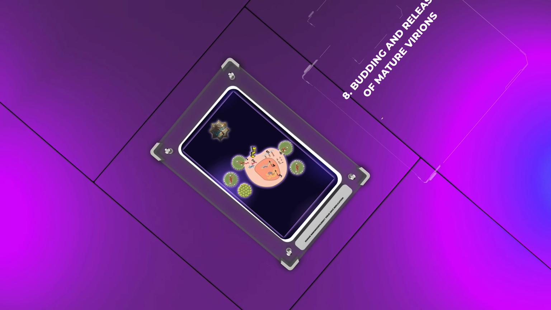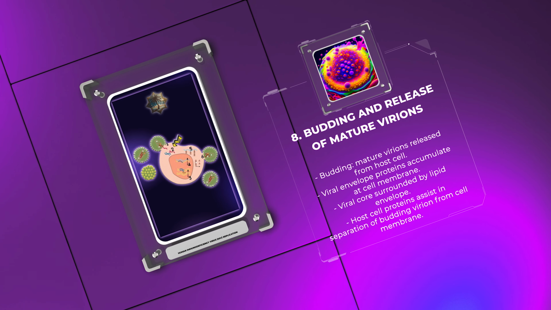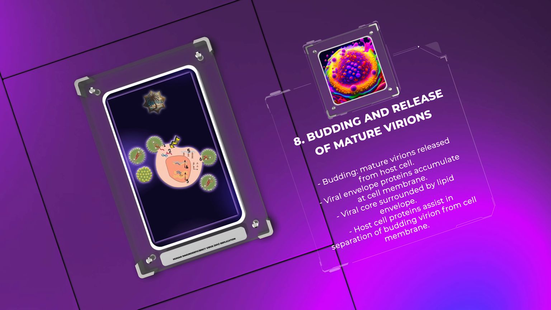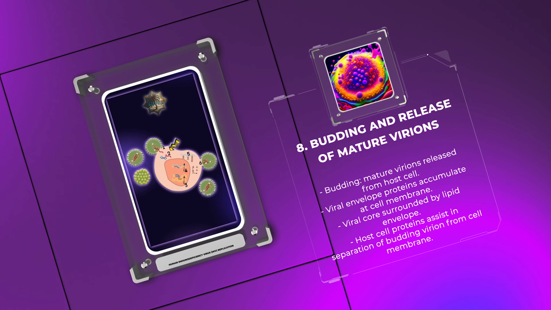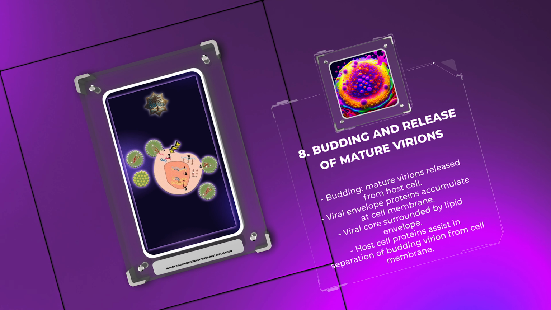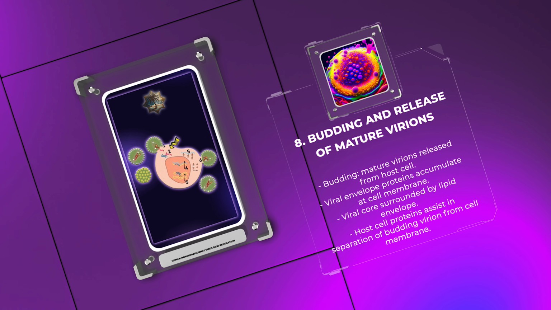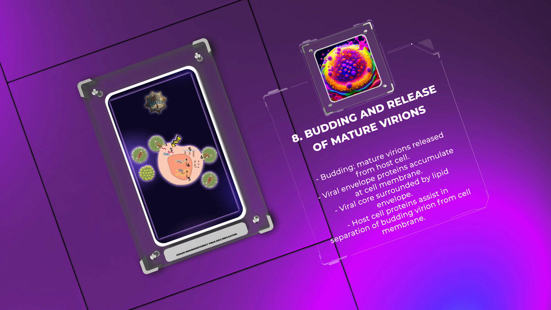During the last stage of HIV replication, called budding, mature virions are released from the host cell. Viral envelope proteins accumulate at the cell membrane, and the viral core is surrounded by a lipid envelope. Specific host cell proteins assist in the separation of the budding virion from the cell membrane. The released mature virions can then infect other cells and continue the infection.